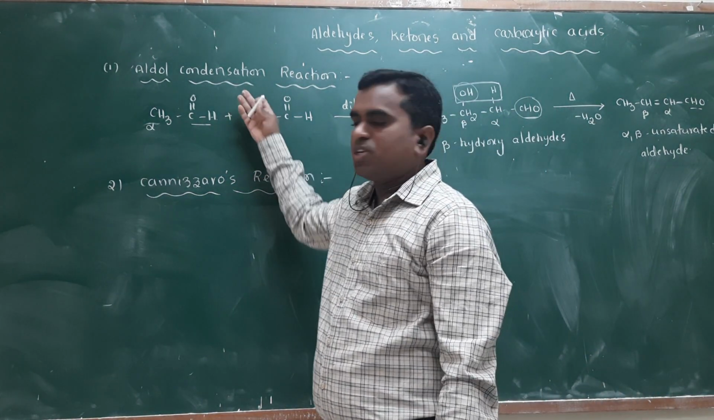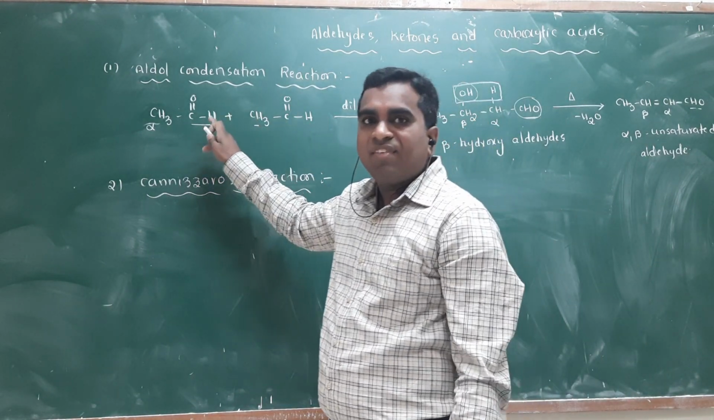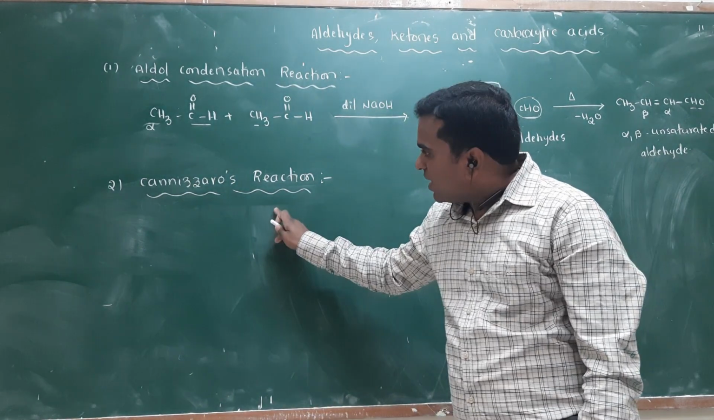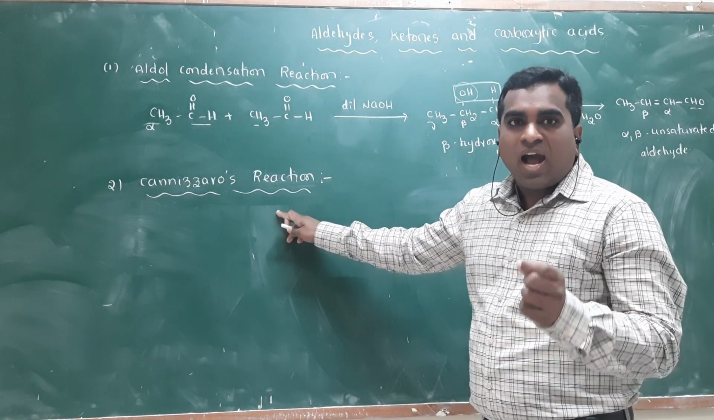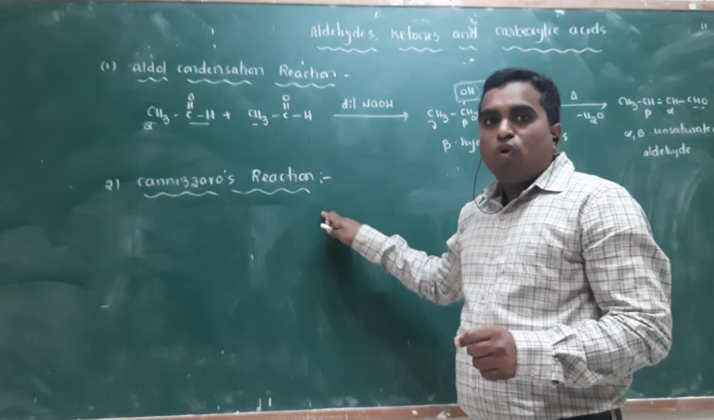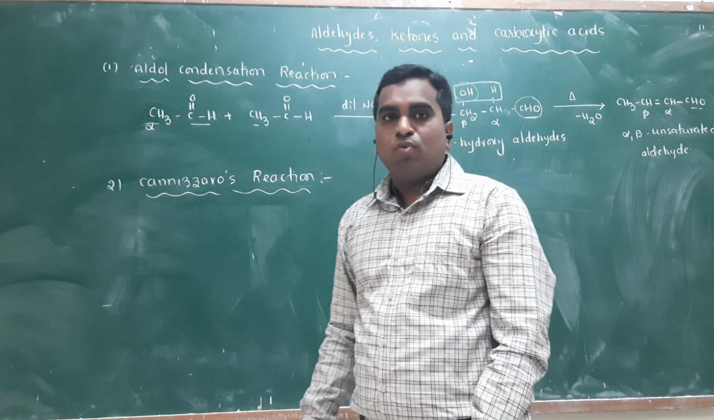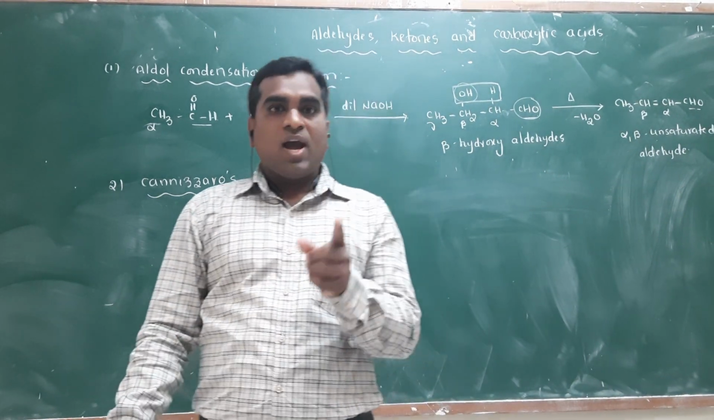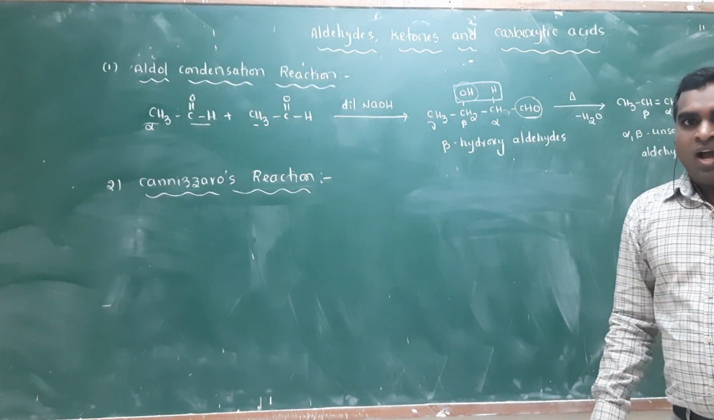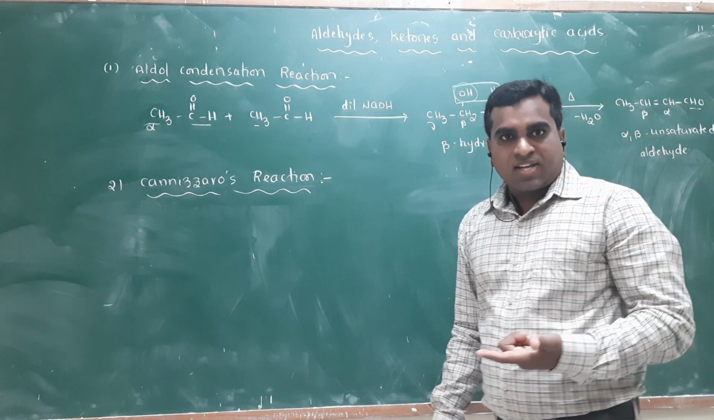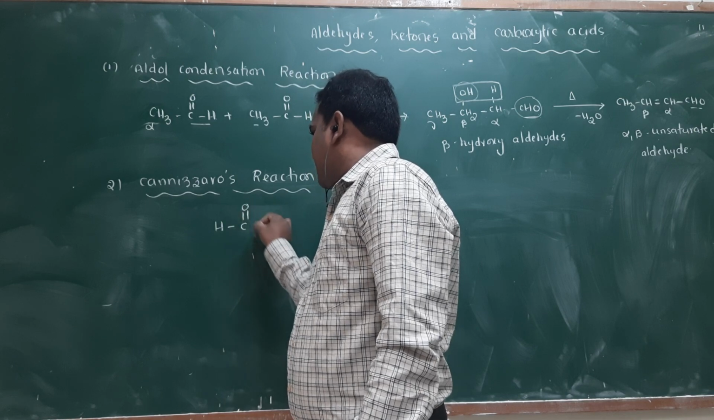The Cannizzaro reaction is just opposite, because in the aldol condensation we have taken aldehydes having at least one alpha hydrogen. But here in the Cannizzaro reaction, aldehydes without alpha hydrogen undergo self-oxidation and reduction in presence of concentrated NaOH. This is very important. You have to write the line self-oxidation and reduction, or we can say disproportionation reaction. Okay. So the best example for this one is formaldehyde.